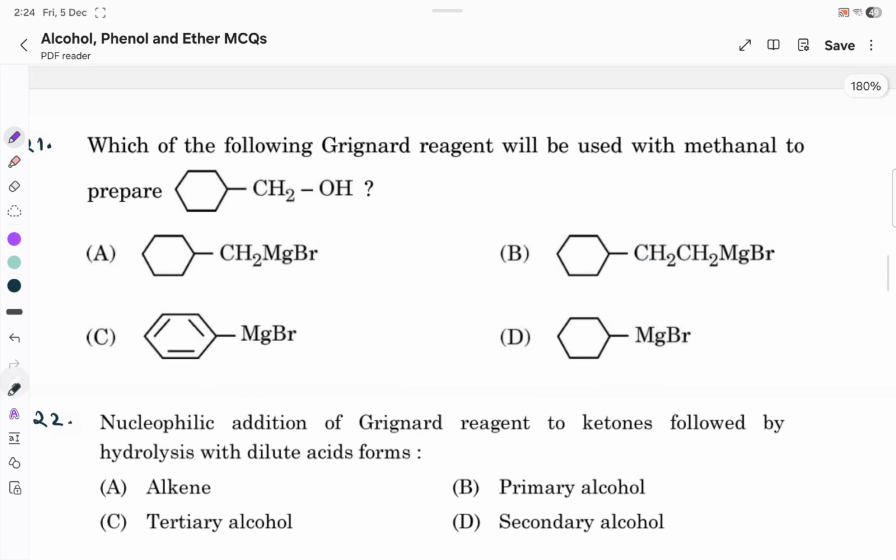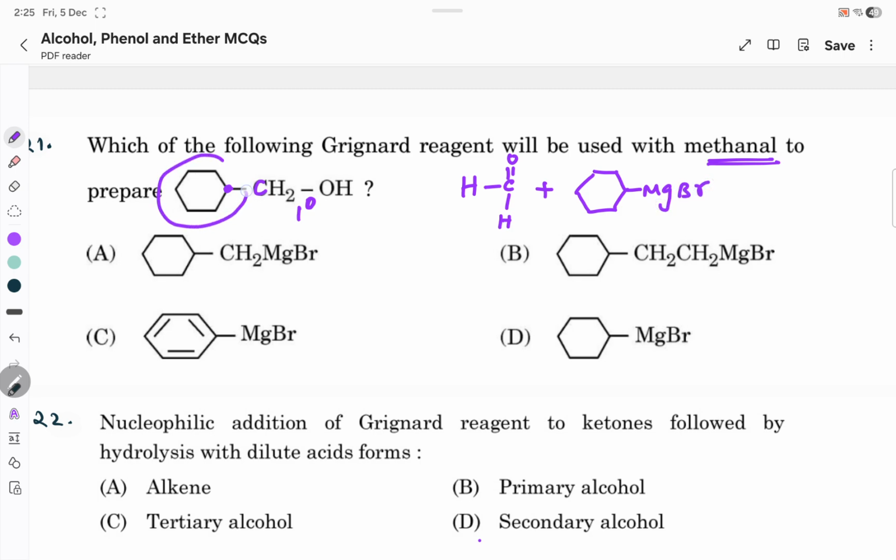Which of the following Grignard reagents will be used with methanol to prepare this alcohol? Whenever we use methanol, a primary alcohol will be formed. So this is a primary alcohol, the carbon which is connected with only one carbon. So primary alcohol I want to get. So H C double bond OH with MgBr, because we have one more ring here.